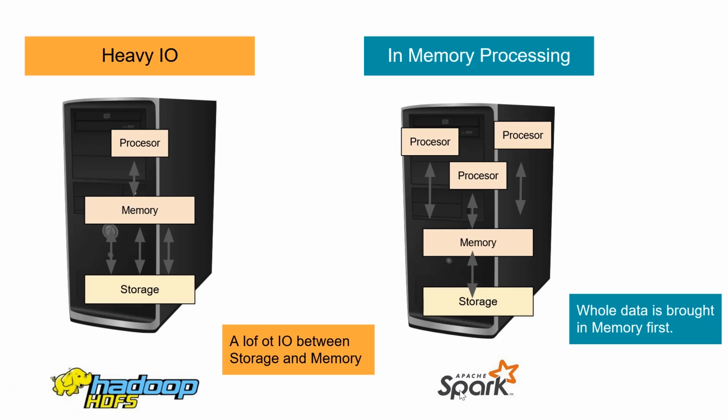That is where Spark has added a lot of value. When an application is run on a Spark cluster, the first thing which Spark does is bring the complete data into memory. So if you run a data frame in a Spark application, it will bring the complete data of that data frame into memory, and the further interaction happens between the processor and memory. There is no need to go back to storage. So the IO overhead in this interaction is reduced.